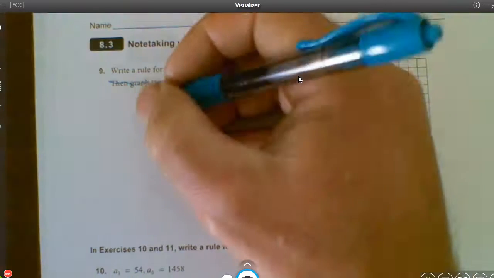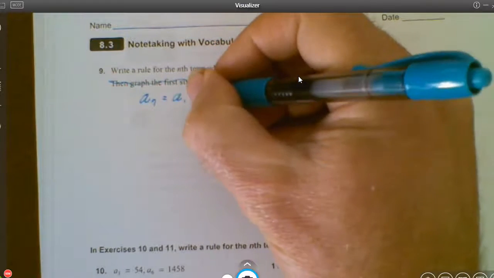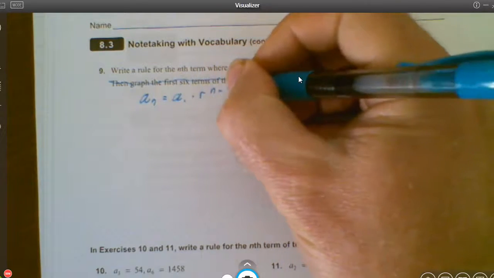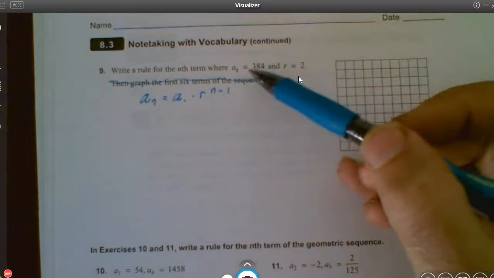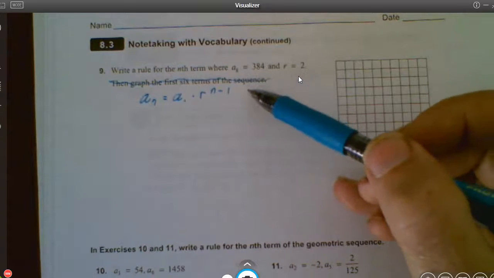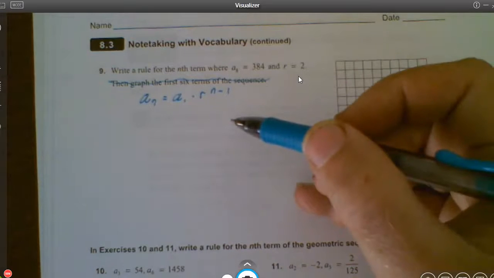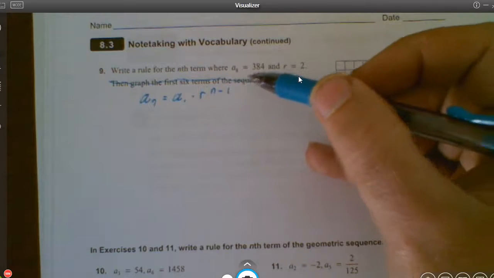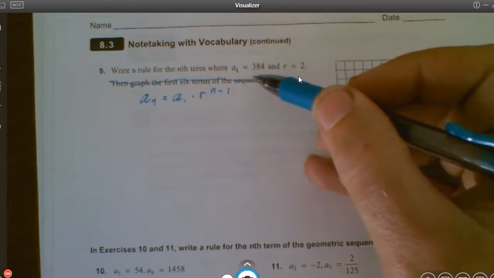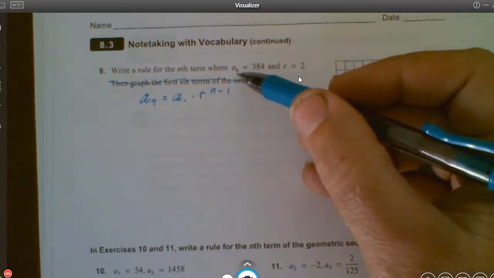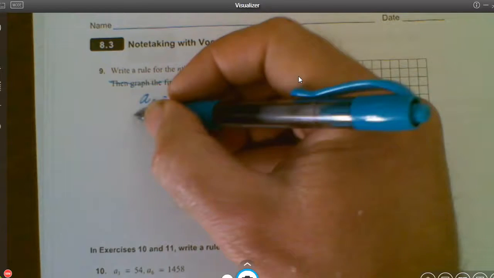So I'm still using my same formula. But to write the rule, I need to know the first term and the common ratio. And in this case, they did not tell me the first term of the sequence. Instead, they told me the 8th term. So remember, on these ones, real similar to what we did in the first part of 8.2 with arithmetic sequences, the 8th term is 384 means when n is 8, a of n is 384. So I'm going to plug this in for this.